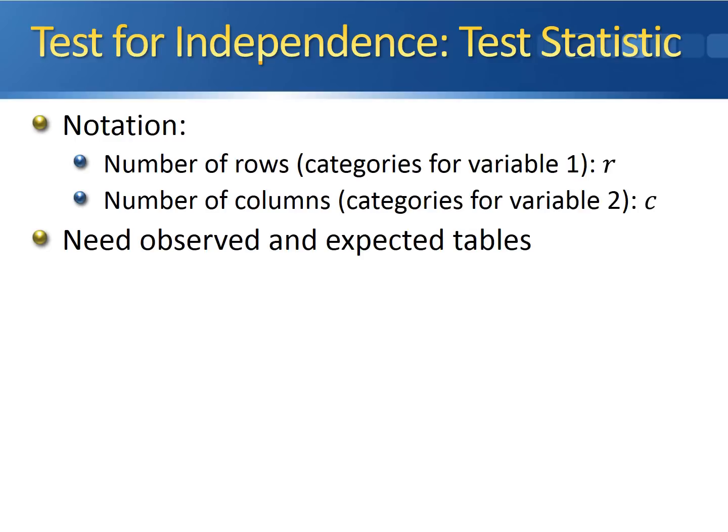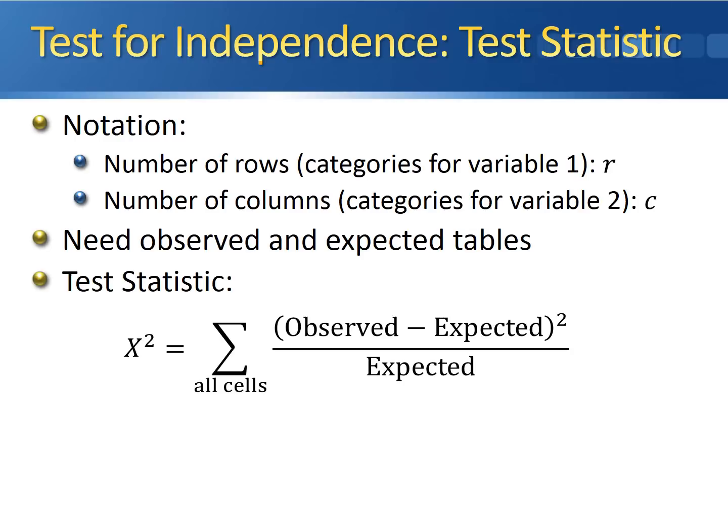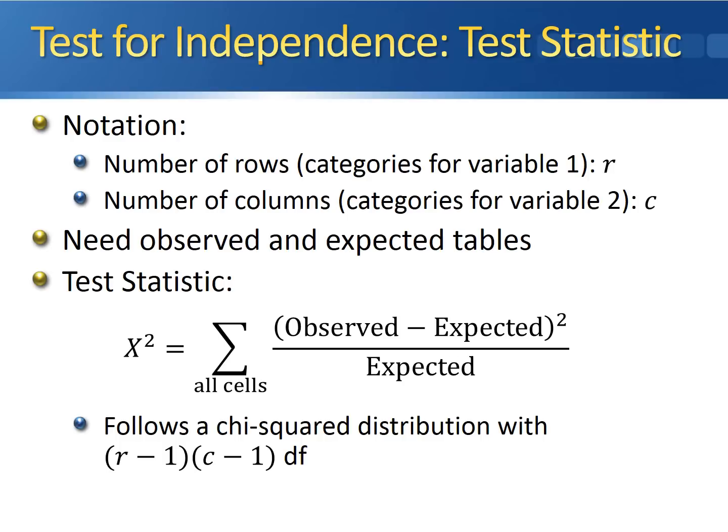We'll need our tables of observed and expected values, and once we have those calculated, the test statistic is calculated by taking the observed value for each cell minus the corresponding expected cell, squaring the difference, and dividing by the expected value for that cell. We repeat this for each cell in the table and sum each of the individual terms. That gives us a chi-squared test statistic. It's going to follow a chi-squared distribution with R minus 1 times C minus 1 degrees of freedom.